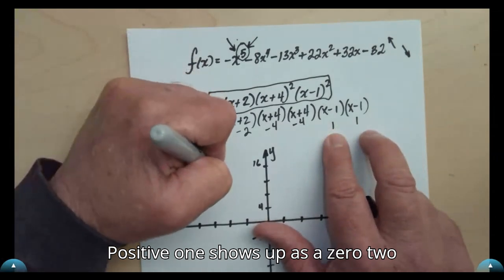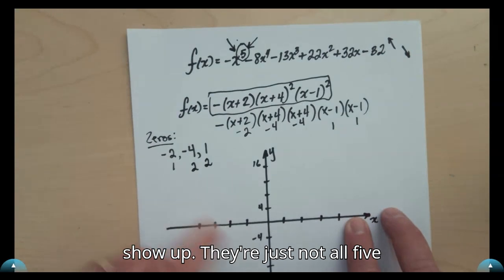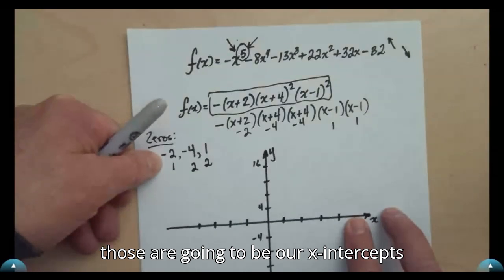+1 shows up as a 0 2 times. Altogether, 5 zeros show up. They're just not all 5 different numbers. Y'all see? At any rate, those are going to be our x-intercepts.